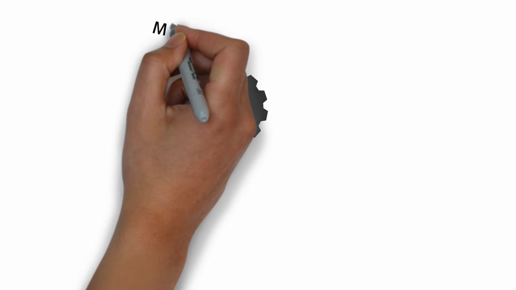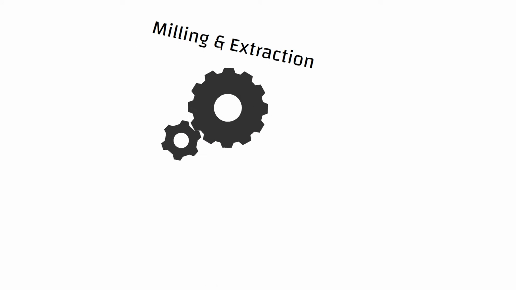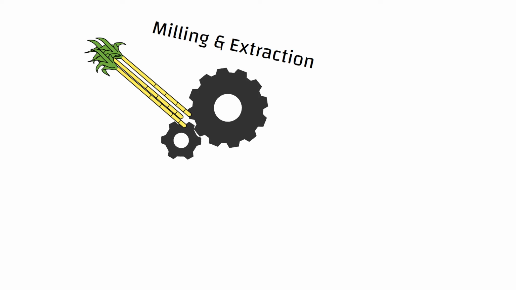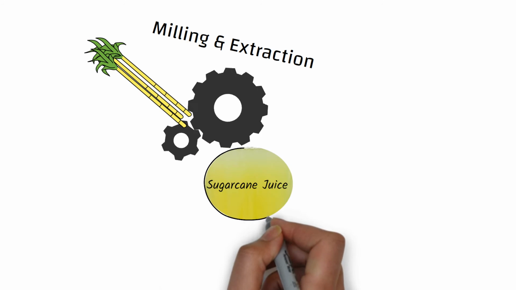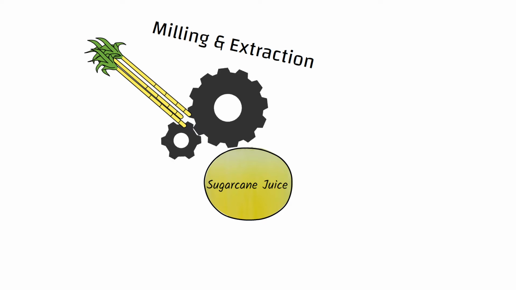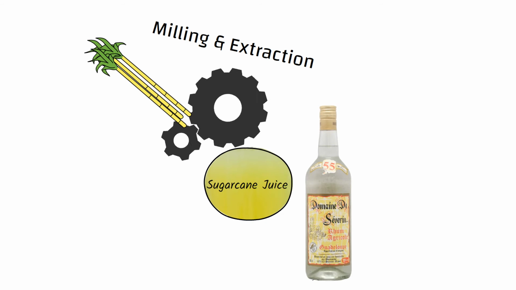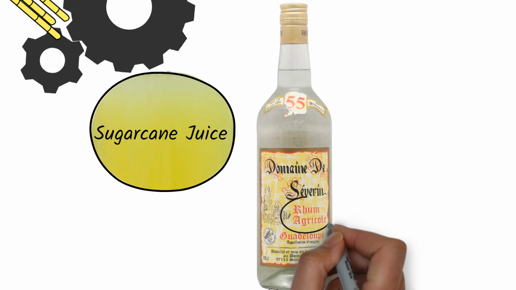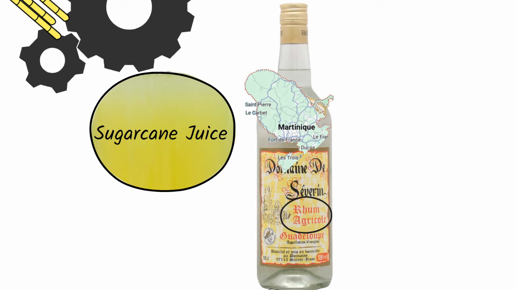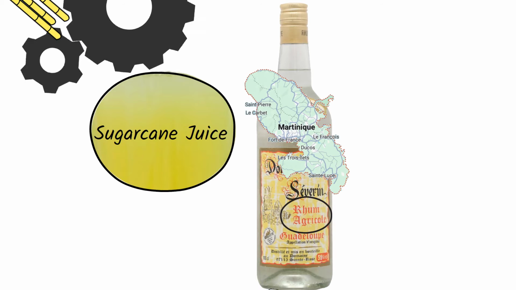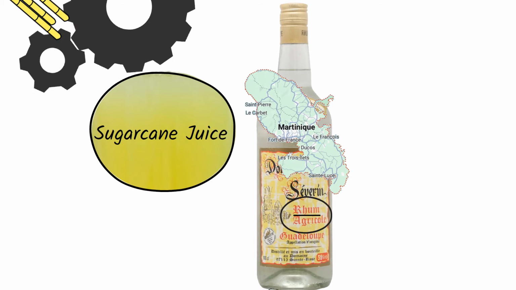It all starts with milling and extraction, where sugarcane stalks are crushed in a mill to extract the juice and filter it. This juice contains sugar, water, and various other compounds that contribute to the flavor of the rum. We can directly use this juice to produce rum. This type of rum, where we use fresh sugarcane juice, is called rhum agricole. And this style of rum is particularly associated with Martinique, which is a Caribbean island. Rhum is a French word for rum.